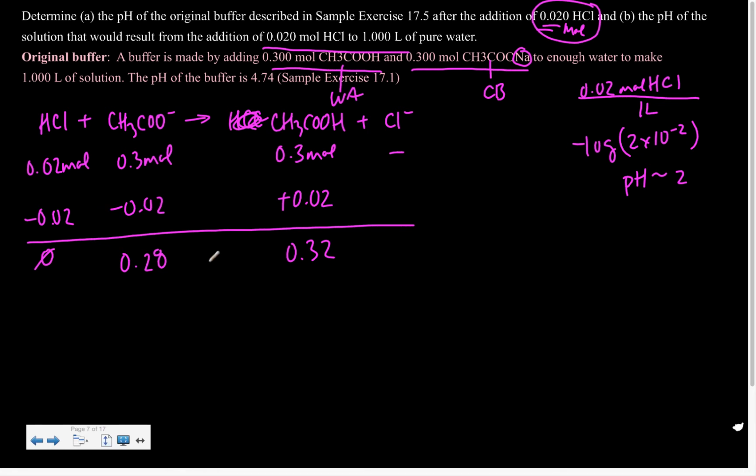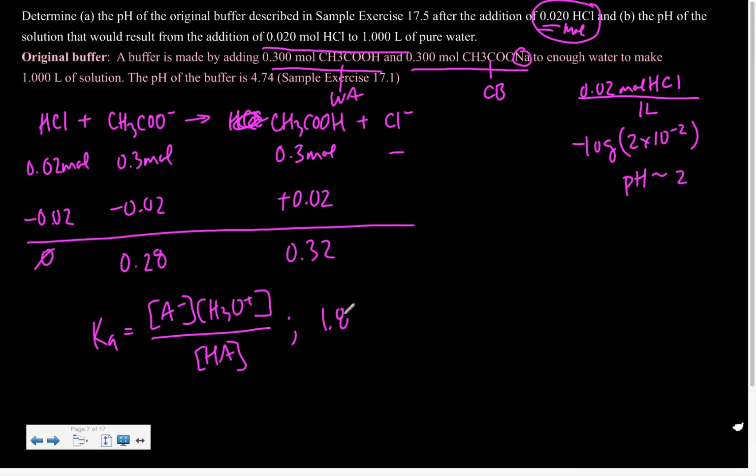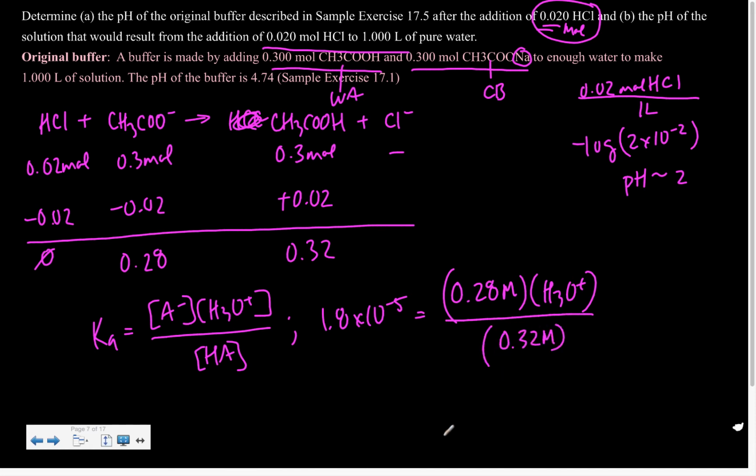Then I take all of that and put it back into our original pH equation. We know that Ka is equal to my A minus times my H3O plus over my HA. What part of this are we looking for? We're looking for the pH, so this is what we're solving for. Let's plug in all the pieces that we know. Our Ka, I think, is 1.8 times 10 to the negative fifth, equal to my A minus, which is 0.28 molar, times my H3O plus, over my HA, which is 0.32 molar. Then I just solve for my H3O plus, and then I would take the negative log of that. Does that make sense?